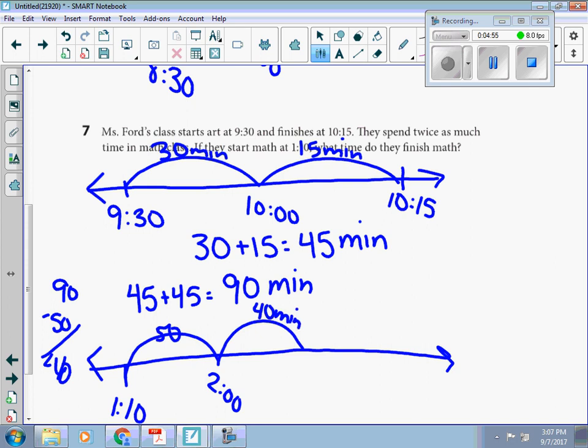So then if I jump another 40 minutes, I end up at 2:40. So they finish math at 2:40 in the afternoon. Okay, I will scroll back through from the start to the finish for those who are just checking their work.